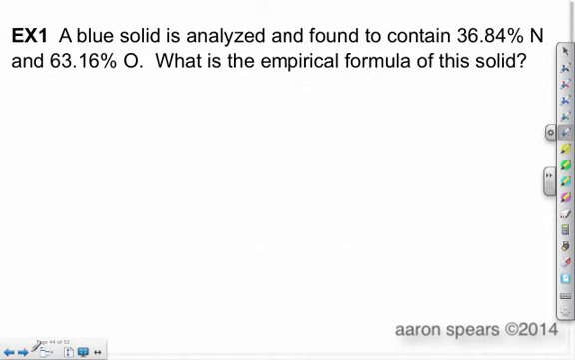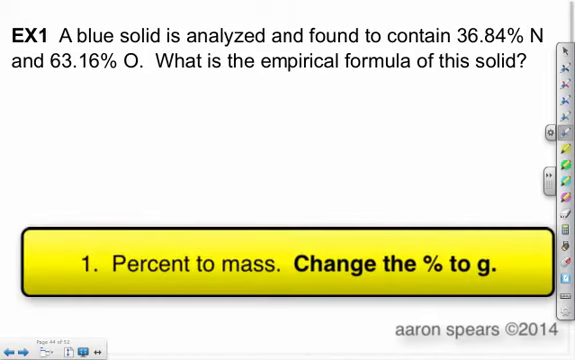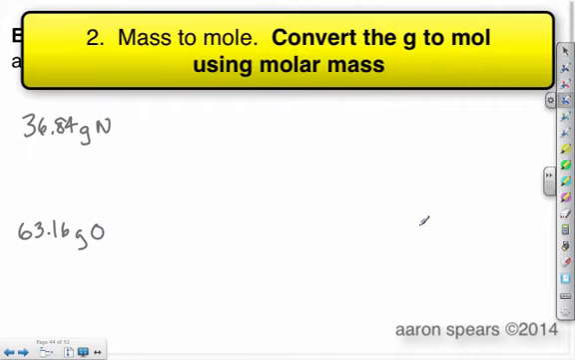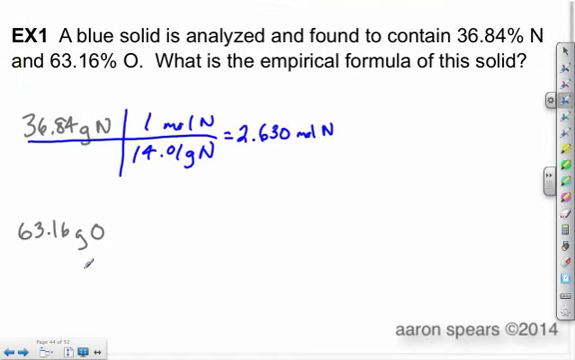Let's take a look at our first example. A blue solid is analyzed and found to contain 36.84% nitrogen and 63.16% oxygen. What is the empirical formula of this compound? So in the first step, we're going to change our percents to grams, and this is simply done by taking off the percent sign and replacing it with the unit for gram. In the second step, we are going to take these grams and we're going to change them into moles by dividing by the element's molar mass. And we'll do the same thing for our grams of oxygen.